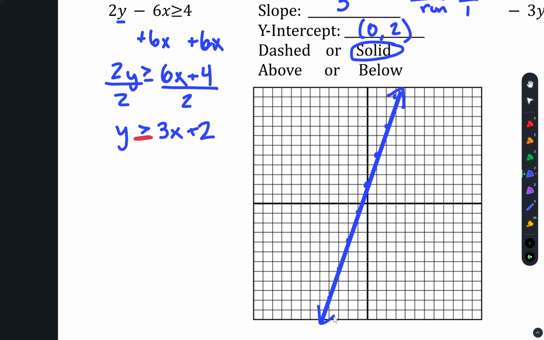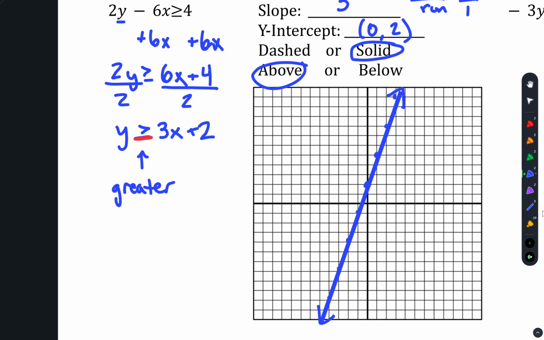All right, everybody got this solid line? Do we want to shade above or below this line? Above. Why above? If it's greater than or equal to. Because we have that greater than, we are going to shade above.